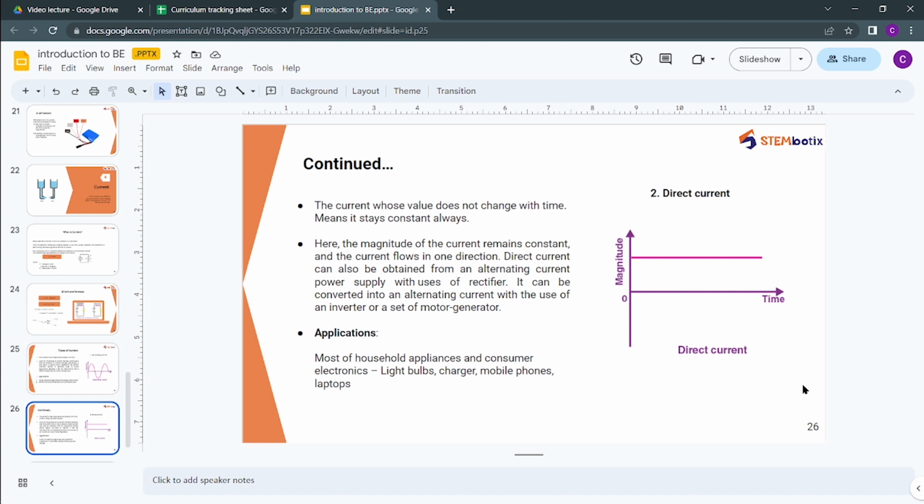The second type is direct current. As the name suggests, this is a current whose magnitude never varies. The magnitude of the current remains constant and the current flows in only one direction. So the magnitude and the direction of current never change in direct current. The applications are most household appliances and consumer electronics, like your light bulb, your charger, your mobile phones and laptops, which require low voltage and low current.